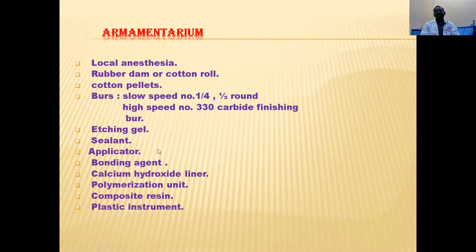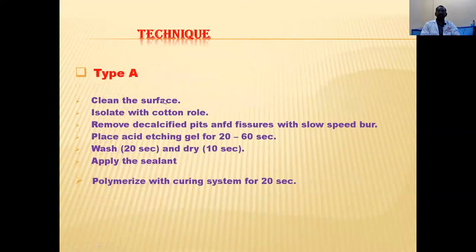The other part is similar to pit and fissure sealing: etching of the tooth surface, sealant application, bonding agent, calcium hydroxide liner in case of deep caries, and then composite resin is placed with a plastic instrument and then cured. In this technique for type A, clean the surface, isolate with cotton rolls, remove the decalcified pits and fissures with a slow speed round burr, place etching gel for 20 to 60 seconds, then wash and dry, apply the sealant, and polymerize for 20 seconds.